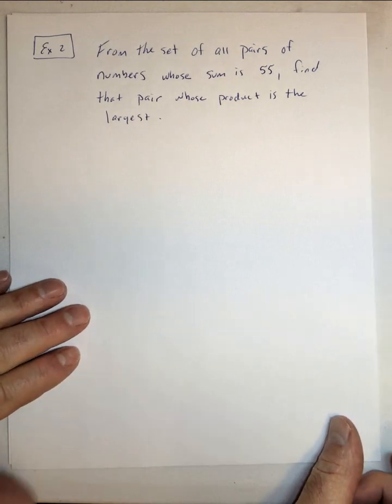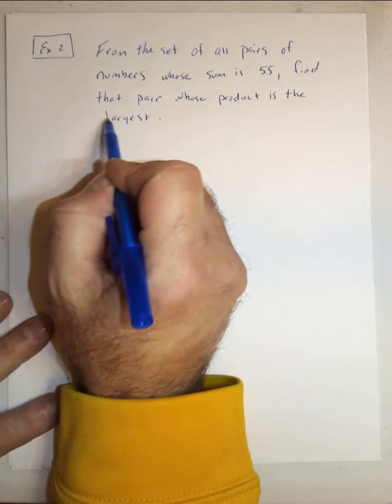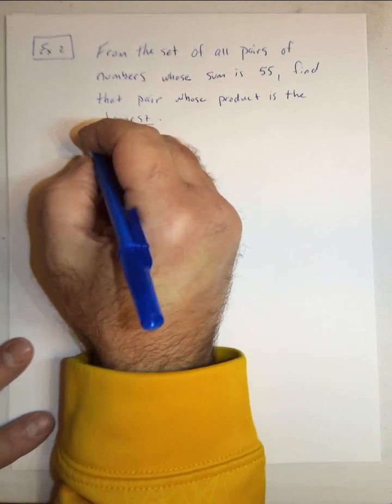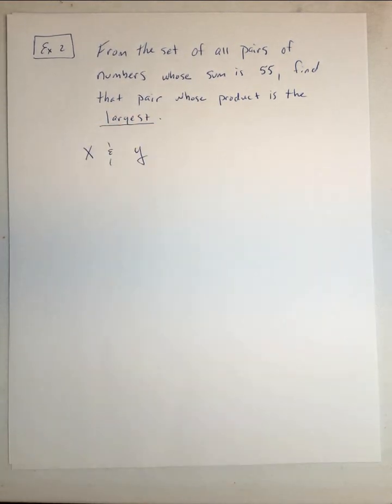So the first one is we are looking at 2 numbers whose sum is 55, but their product is the largest. And so within the story problem, the first thing you want to figure out is, what am I maximizing or what am I minimizing? In this case, we're looking for the largest product of 2 numbers. Now, I don't know what those 2 numbers are, so I'm just going to call them x and y. So that's number 1 and number 2.